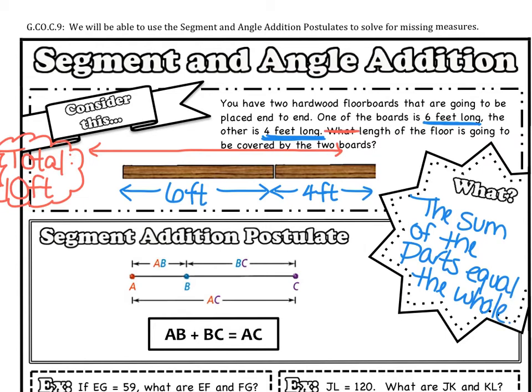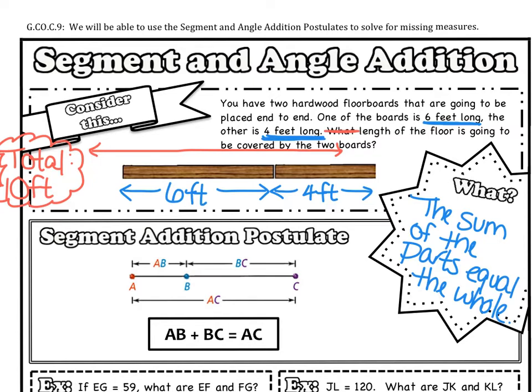Now, you use that concept every single day. Let's say you're trying to pool your money to buy something. You know that each person's money is added together to figure out the total amount of money you have to purchase what you need to purchase. So the sum of the parts equals the whole can be applied to just about anything. Today, we're going to be focusing on using that to solve for some missing pieces in a segment.